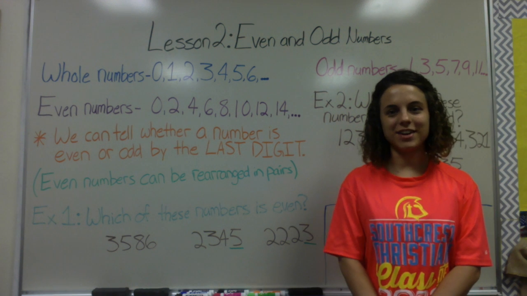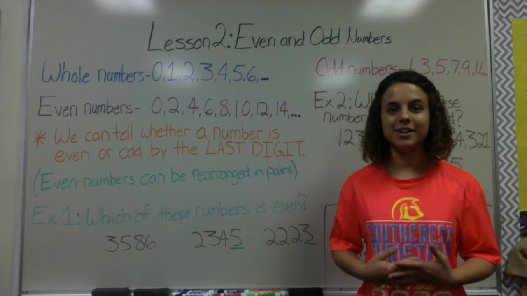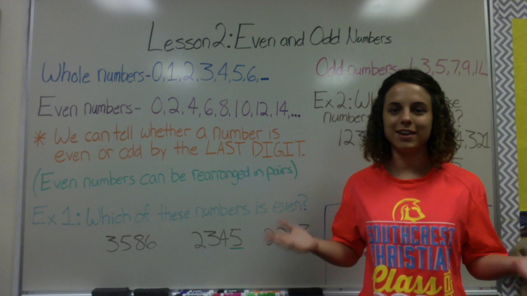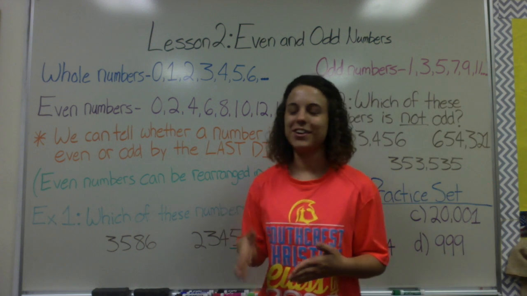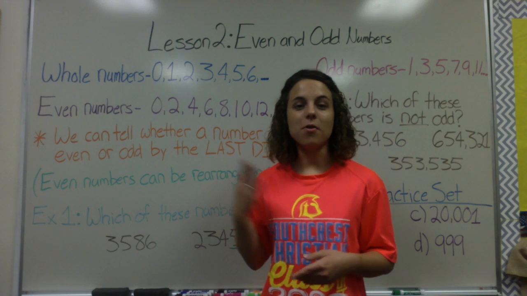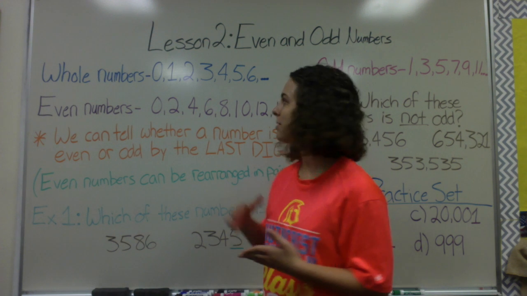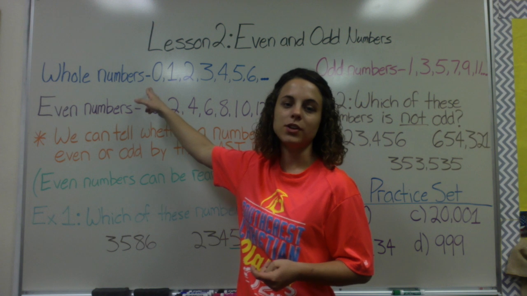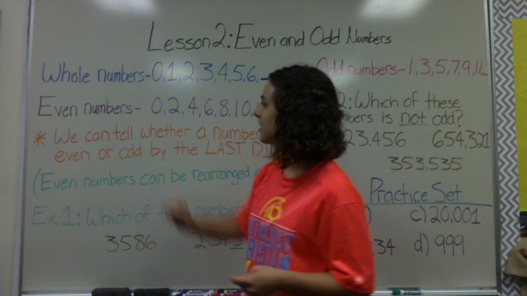Lesson 2. This is about even and odd numbers. Now, in lesson 1, we learned about counting numbers, and our counting numbers are 1, 2, 3, 4, 5, 6, 7, 8, and it continues on forever. Whole numbers are almost the same thing as our counting numbers, except they include the number 0.